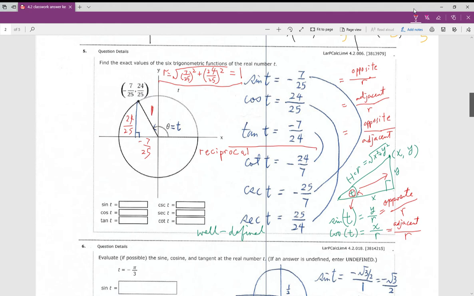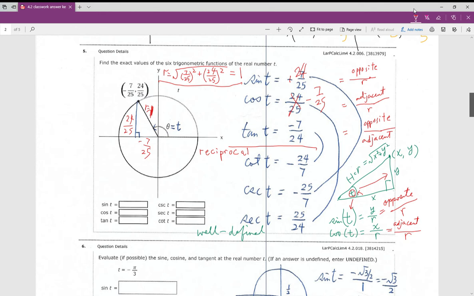So when the radius is 1, that is easy. You just divide by 1. You don't need to divide by the radius, because the radius is 1. So the sine value means the y value. Wow, I did it wrong. It is positive 24/25. I made a mistake here. And the cosine value is negative 7/25.